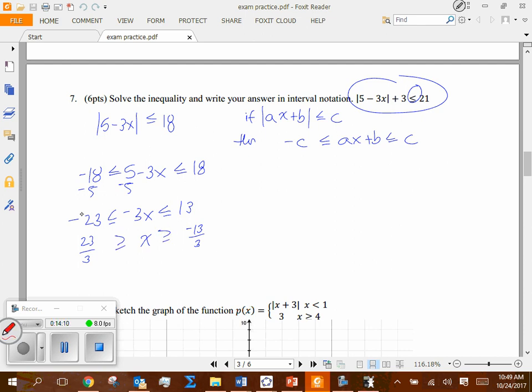Now we never write an answer that way. We'll write an answer this way. Negative 13 over 3 is less than or equal to x is less than or equal to 23 thirds. But again, they want interval notation, but once I write it in this format, it's simply just transitioning into that notation.